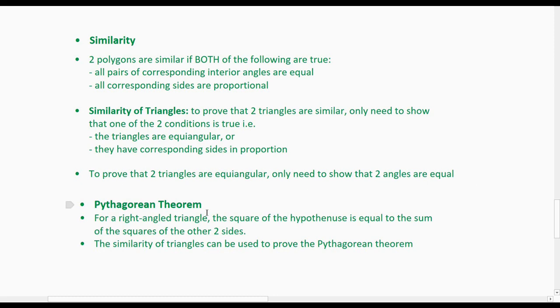And lastly, we looked at the Pythagorean theorem, which states that for a right-angled triangle, the square of the hypotenuse is equal to the sum of the squares of the other two sides. And I covered a method to prove the Pythagorean theorem using the similarity of triangles. And if you want to see the full proof, you can refer to the Pythagorean theorem section of the video. And that was everything we covered on Euclidean geometry.